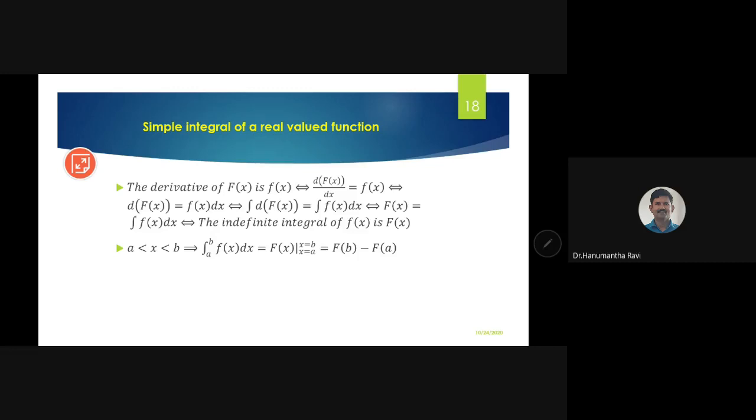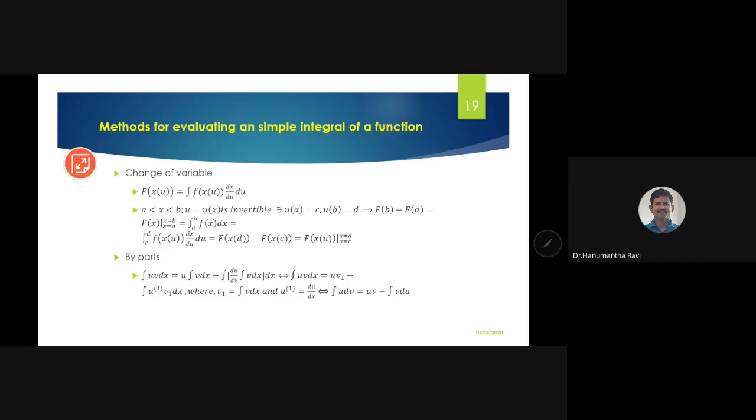So integration is the reverse process of differentiation. So we have integration, change of variable and by parts. You know about these ideas. Change of variable means put, say, t square is equal to p and 2t dt is equal to dp, like that. That process is known as change of variable.